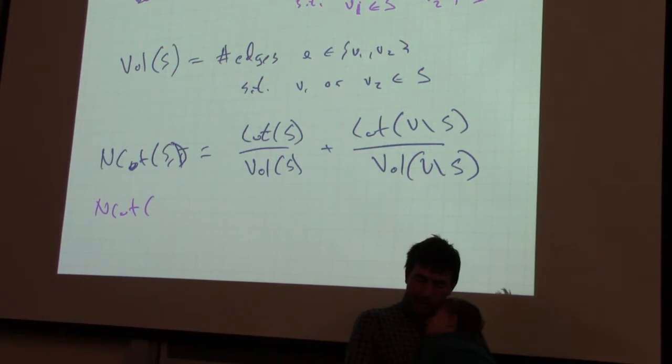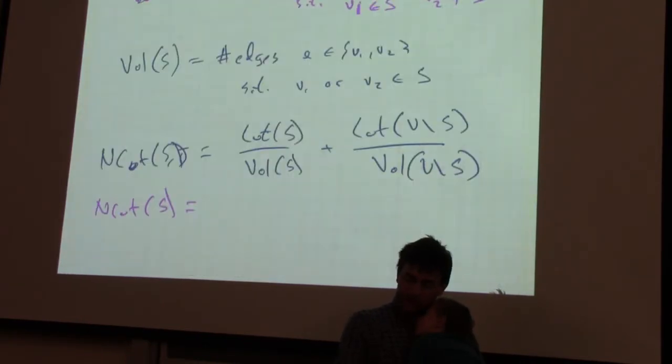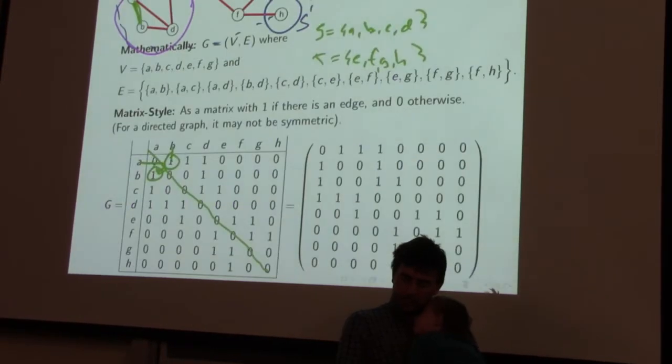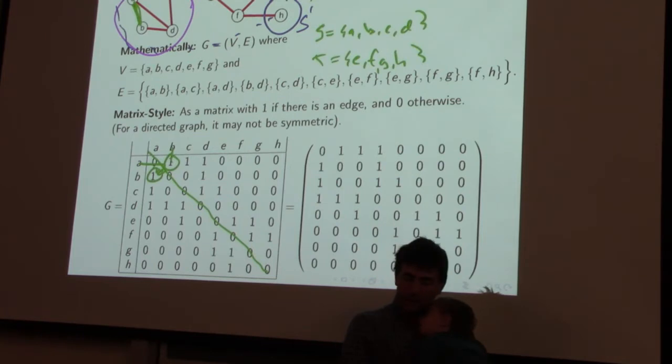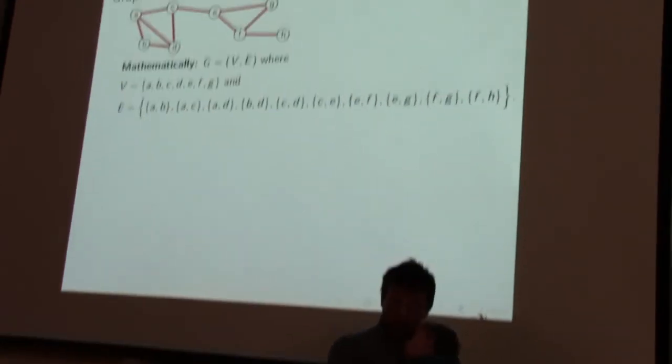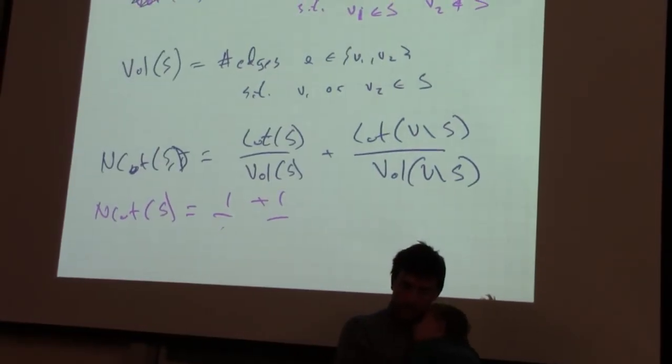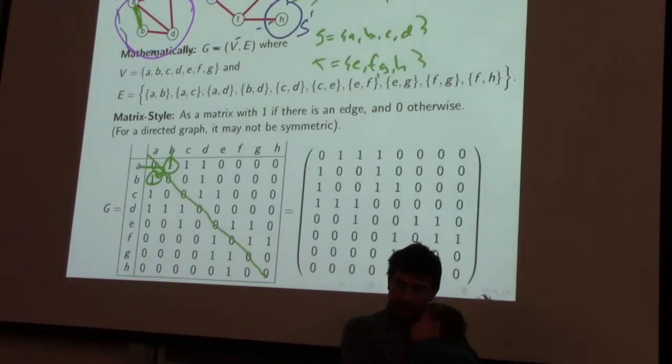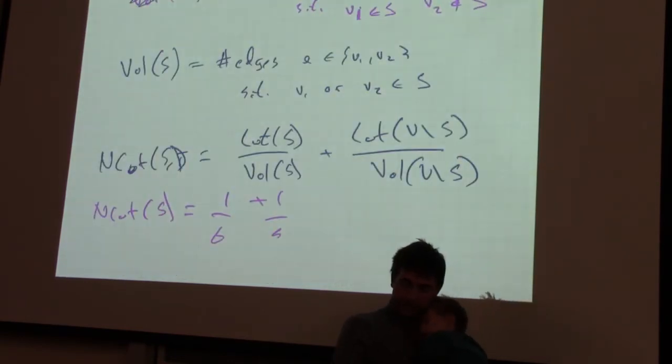The normalized cut for S is only going to cut one edge here. It can be 1 plus 1. And the volume of the left side will be 1, 2, 3, 4, 5, 6. So 6 here. And the volume on the right side is 1, 2, 3, 4, 5. Okay, so 1/6 plus 1/5.